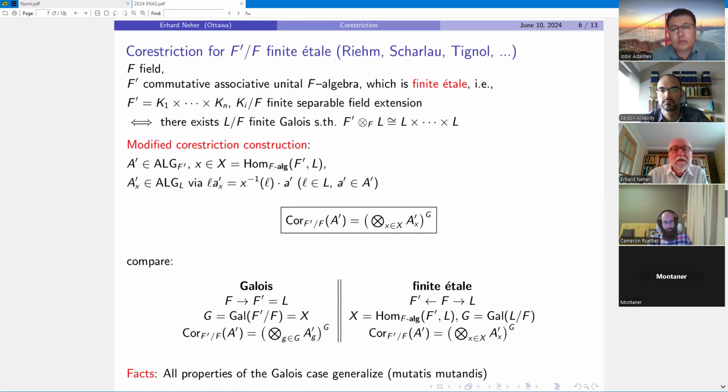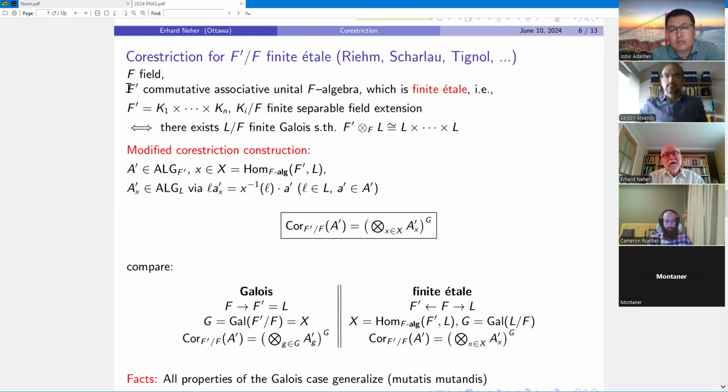Okay, so this was promoted by Riehm in the 70s. There's also work of Scharlau, and it's used by Tignol. So what we do is we still have our field F.